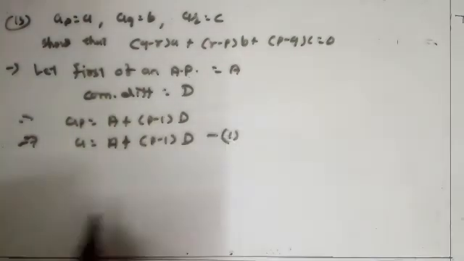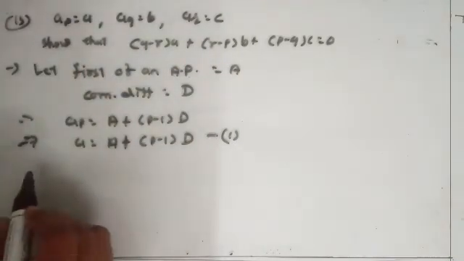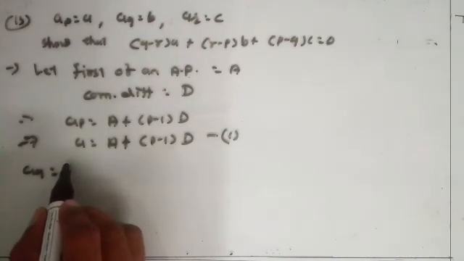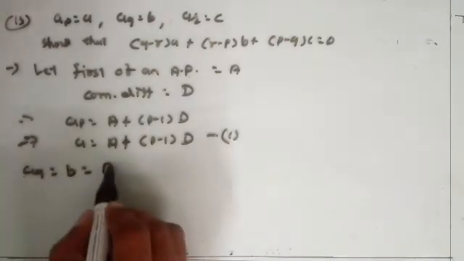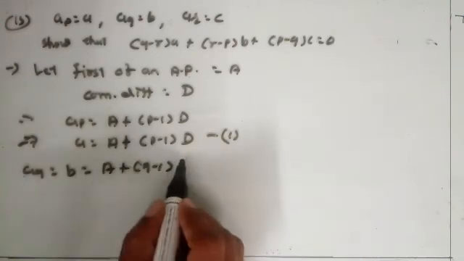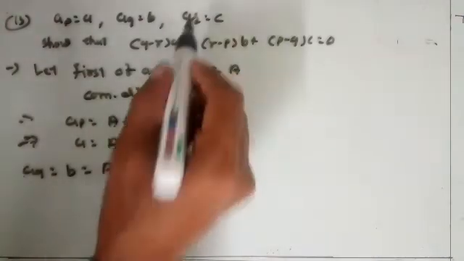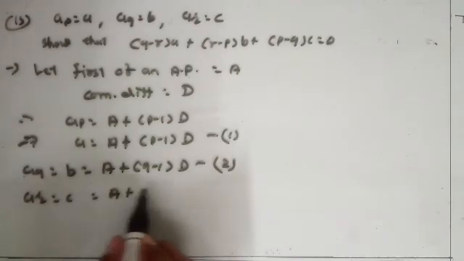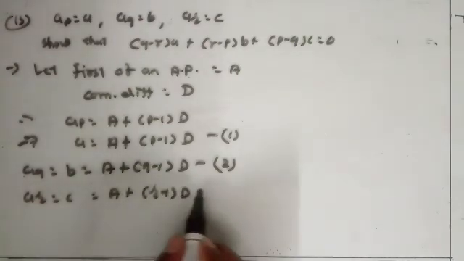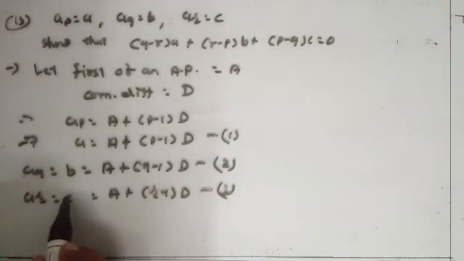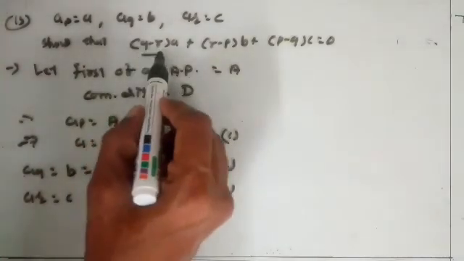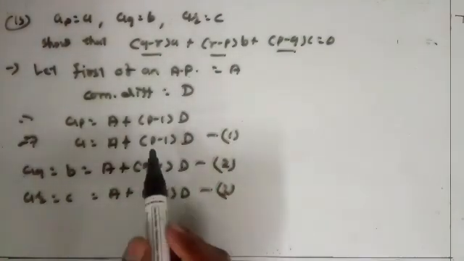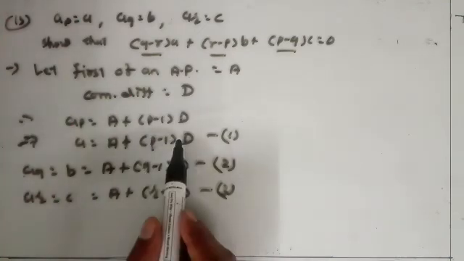Take this as result number 1. Similarly, a_q is equal to b is equal to A plus (q minus 1) into D. Take this as result number 2. And a_r is equal to A plus (r minus 1) into D, and already given c. Now to get q minus r, r minus p and p minus q, think how to get p minus q. If we subtract the second from the first, we get p minus q.